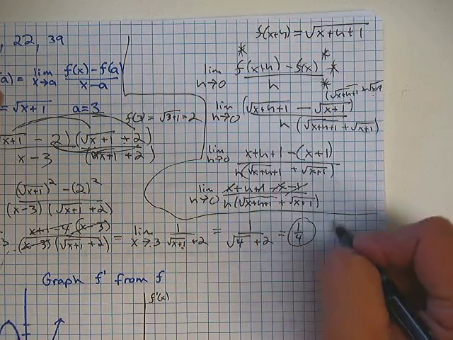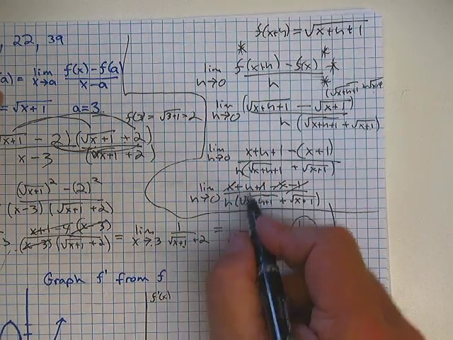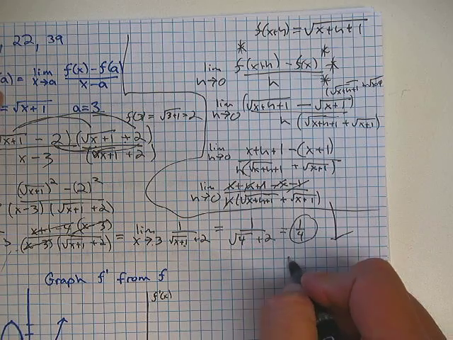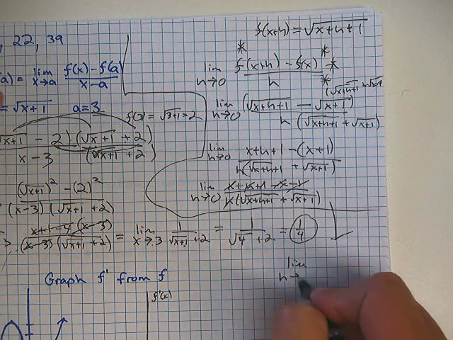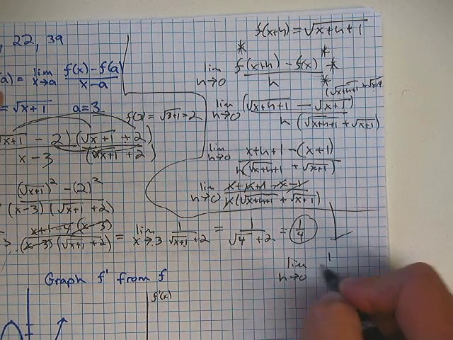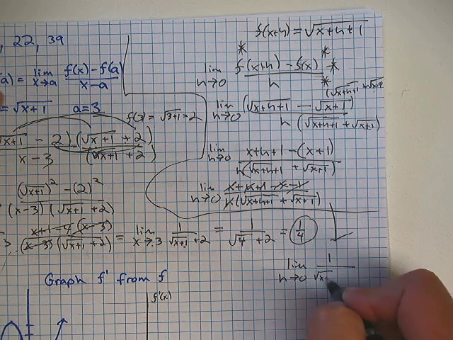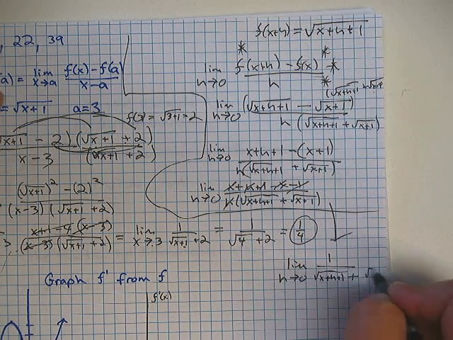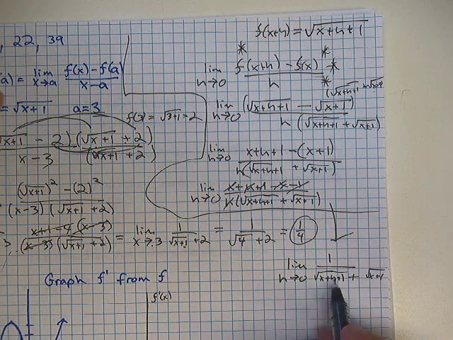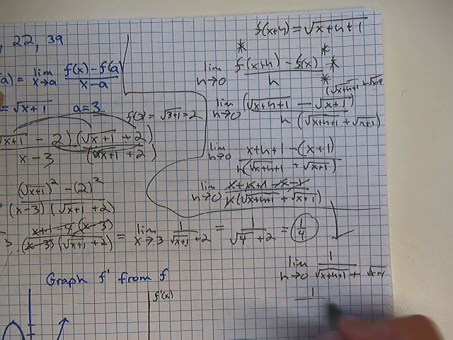So the x's cancel out, the 1's cancel out, and we're left with h on the top, which gives it a 0 on the top, h on the bottom, which gives it a 0 on the bottom. We'll move this down here. So those h's cancel out, and we get the limit as h approaches 0 of 1 over the square root of x plus h plus 1 plus square root of x plus 1.